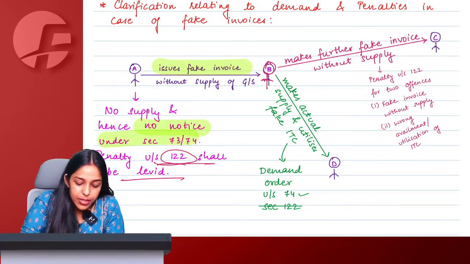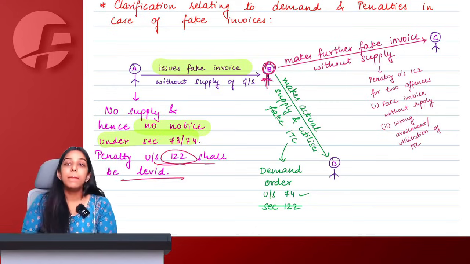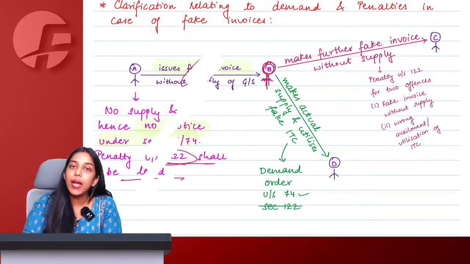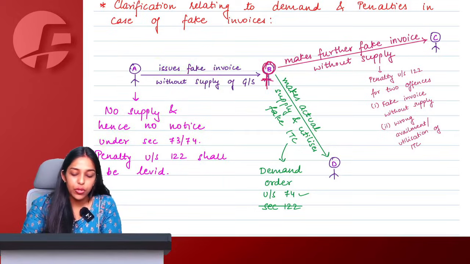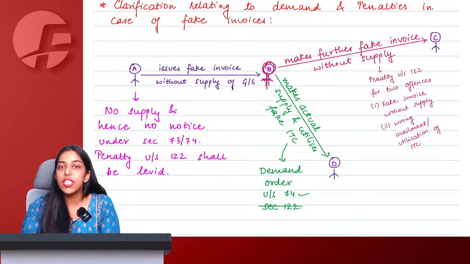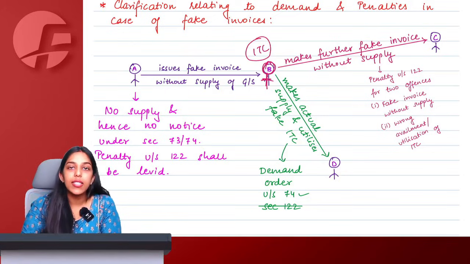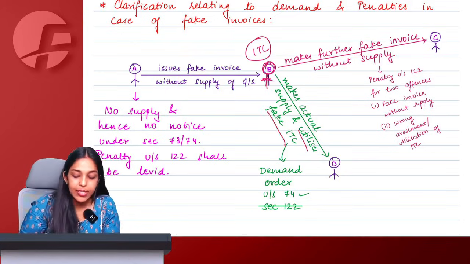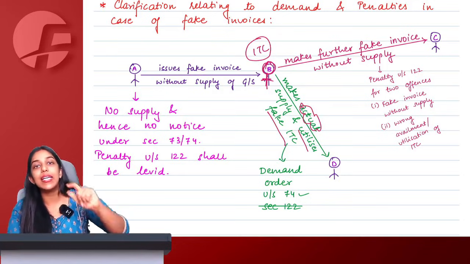Now we are talking about Mr. B. Now let us say Mr. B uses this fake ITC. There was no supply actually made by Mr. A to B, but an invoice was issued, right? If an invoice is issued, it is a purchase for B. So B would have taken ITC. So let us say Mr. B has taken and utilized fake ITC but did actual supply.